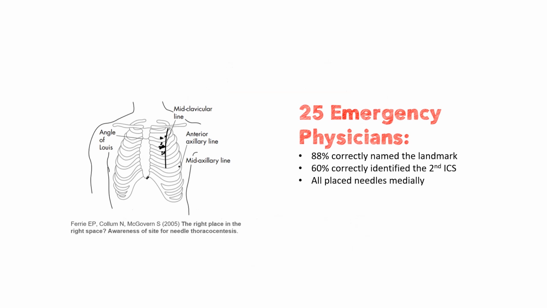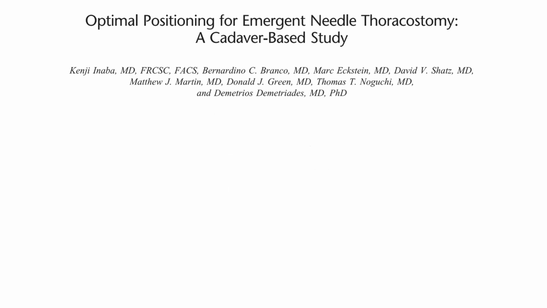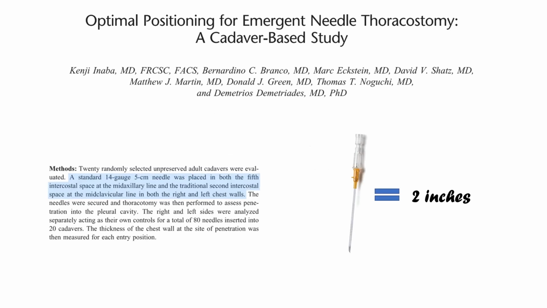But there's problems with sticking the needle too medial as well. Now you might be saying, well, I like the second intercostal space. It's easier for me to find, and I'm more comfortable with sticking a needle in the second intercostal space. And I use a long needle, so I'm pretty confident that I can reach the pleural space with that needle. And if that is your argument, I will contend that most of the studies that I am referencing do look at a 14 gauge 5 centimeter, which is about 2 inches long, at the second intercostal space.